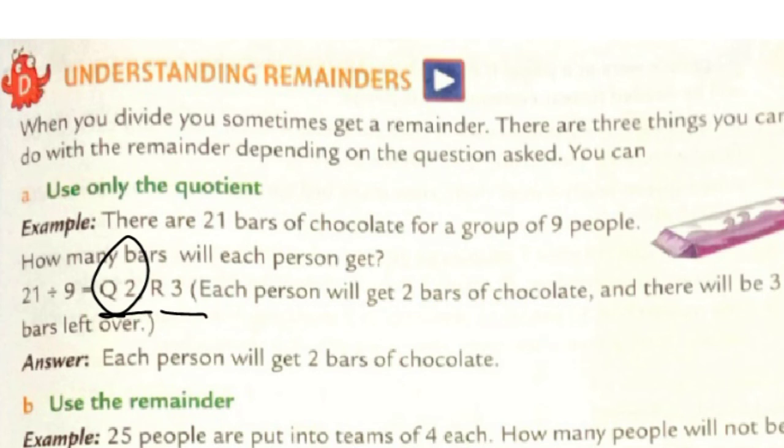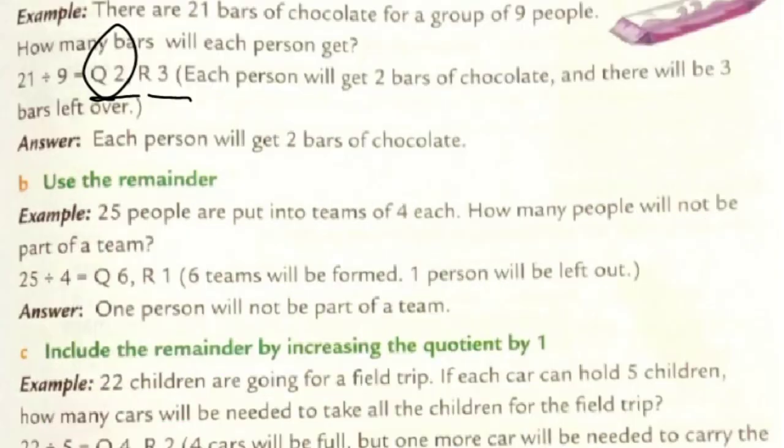Now, let's see the second one. Means here we have used only 2. 3, whatever is left, we have left it. Now, we'll see the second condition. Use the remainder. We have to use our remainder. How can we do? 25 people are put into teams of 4 each. How many people will not be part of a team? Here we have to find out how many cannot be a part of a team.